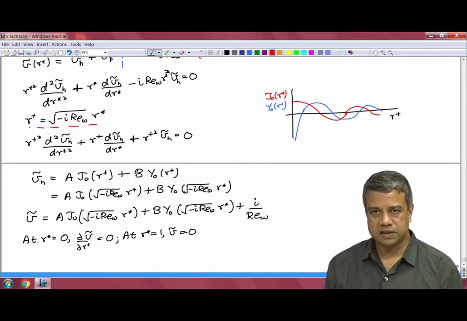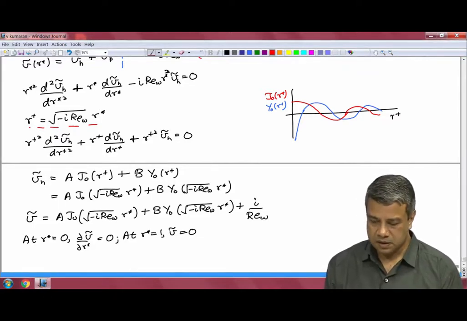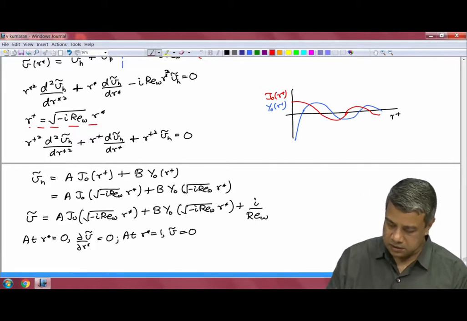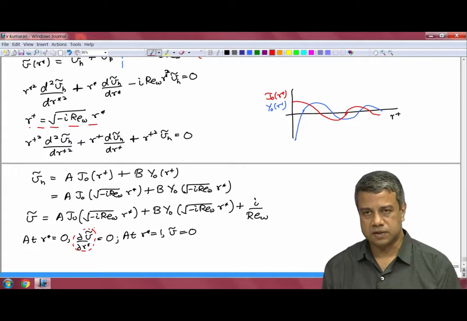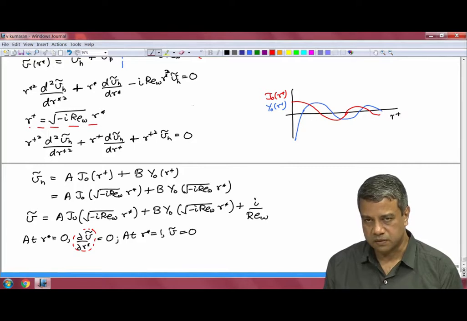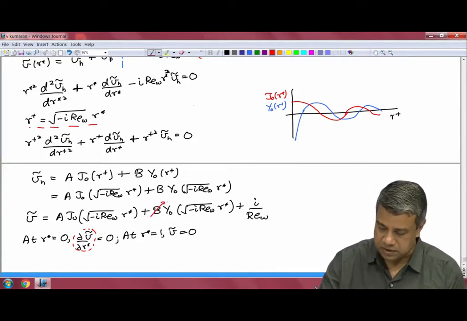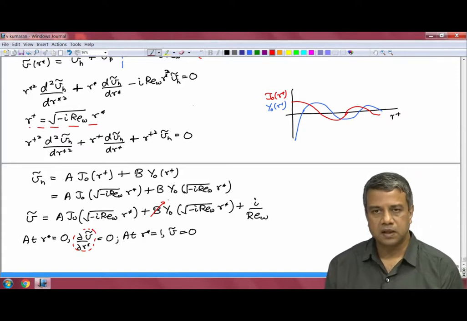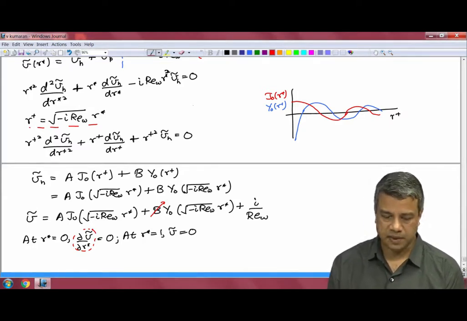Since y naught goes to minus infinity, the complex function also goes to minus infinity at r star equal to 0. The condition on the derivative will be satisfied only if b is equal to 0, so that the contribution due to y naught is 0. If you have a non-zero contribution due to y naught, that contribution will go to minus infinity at the origin. Therefore, you have to set b equal to 0 in this equation in order to satisfy the condition at the axis of the pipe.